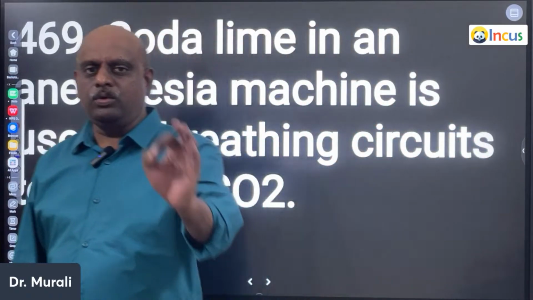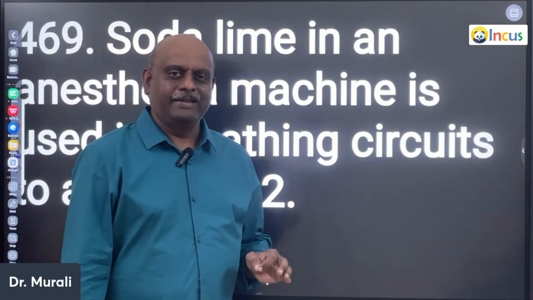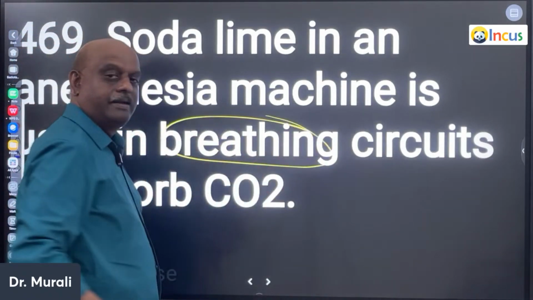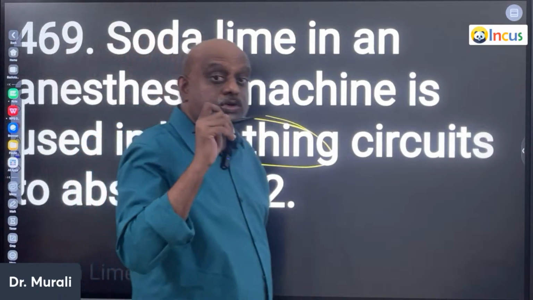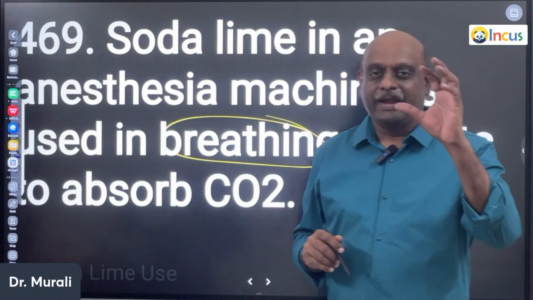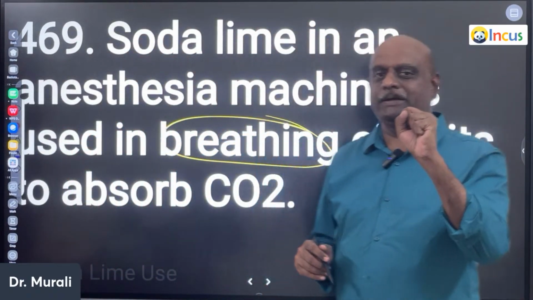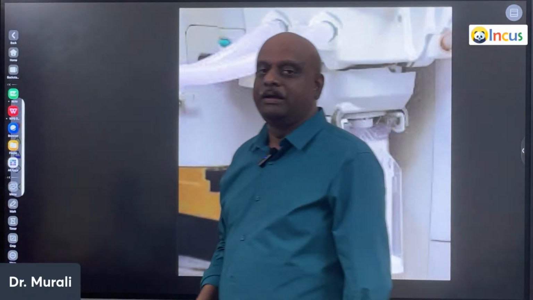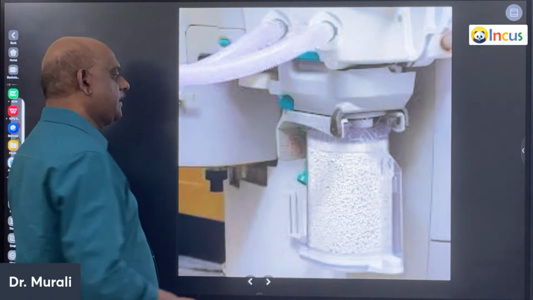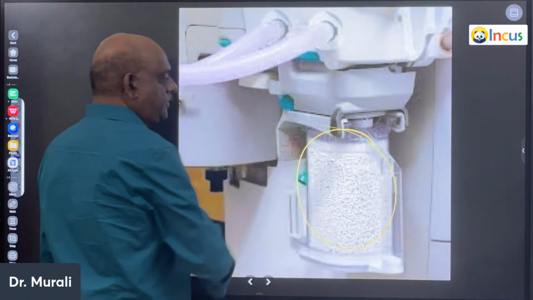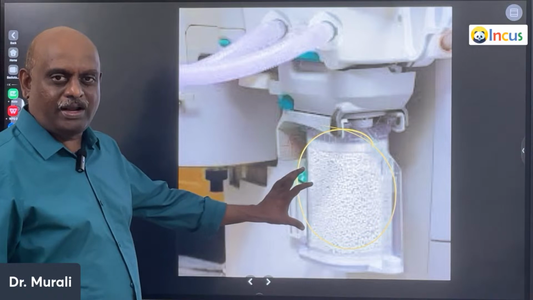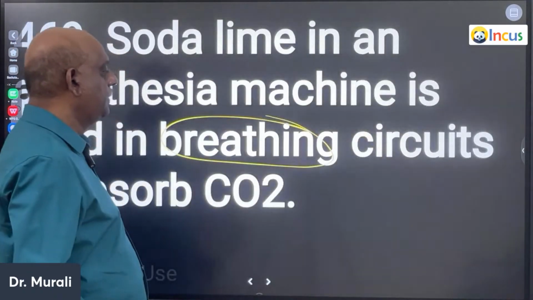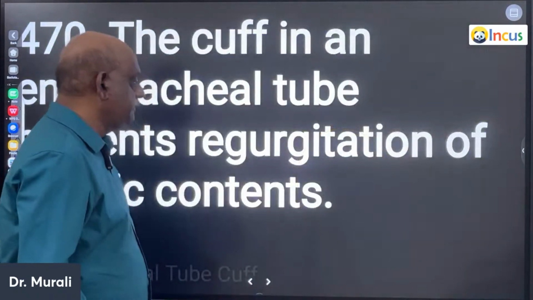Now, what is the way you absorb the carbon dioxide in the breathing circuits? We use soda lime at the time of anesthesia to absorb the carbon dioxide in the breathing circuit. So how does it look? A lot of times this is a very good image-based question. So you should know the soda lime in a rebreathing circuit and what the purpose of it is, you need to know, doctor.